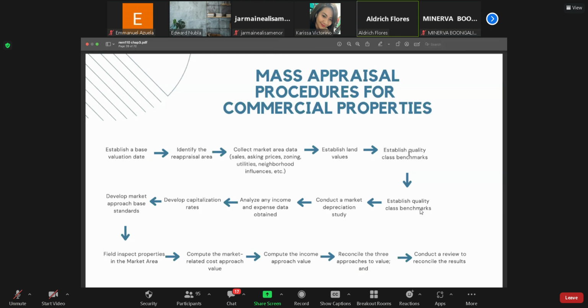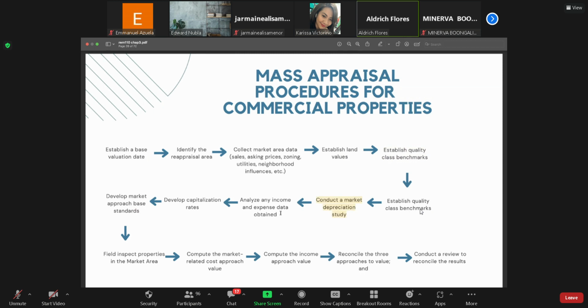So ito daw, ano daw yung procedures for mass appraisal ng commercial properties. So number 1, kailangan nating iset yung valuation date. Number 2, alamin natin yung specific area na i-appraise. Number 3, syempre yung gathering ng data tulad ng mga sales data, asking prices, zoning regulations. Number 4, kailangan establish yung base unit values and make adjustments. Number 5, yung benchmarks. Number 6, yung local construction costs. How much na ba ngayon yung construction cost? Number 7, depreciation trends in the market area.